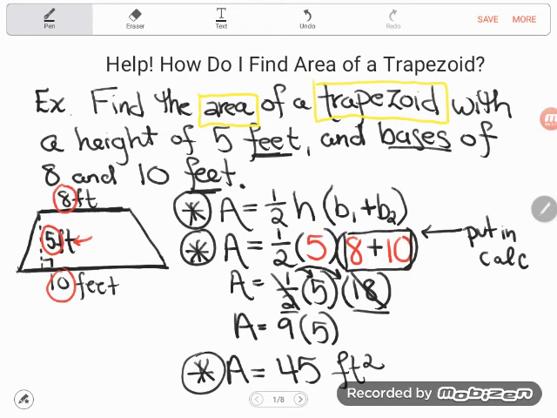Area is defined as the number of square units to cover a shape. So how many square feet could cover this trapezoid? 45 of them. All right, and that is my final answer.